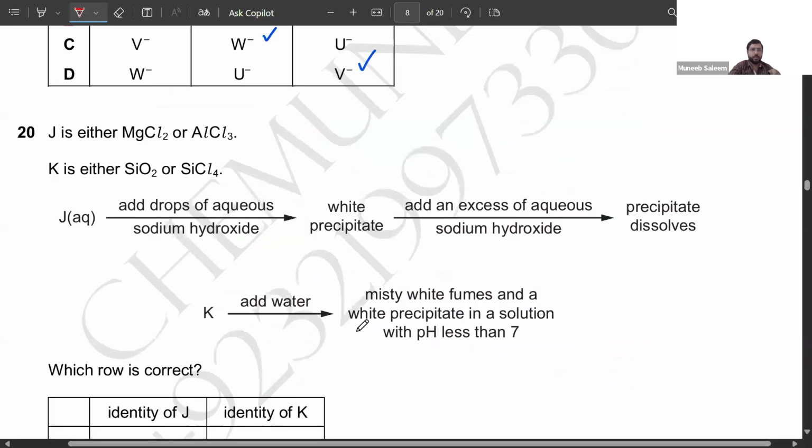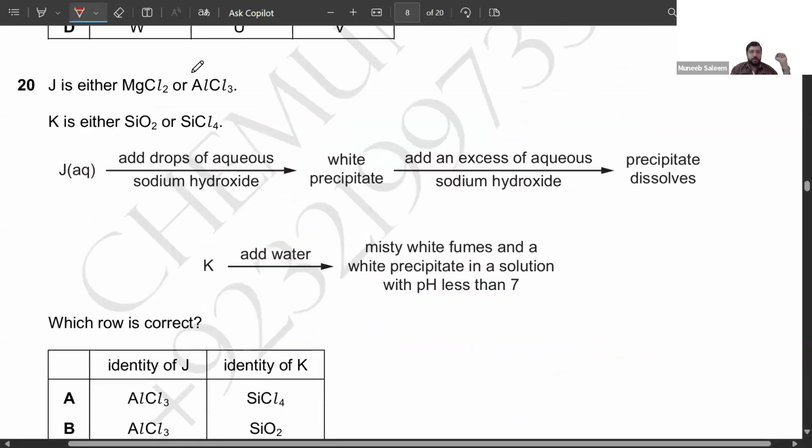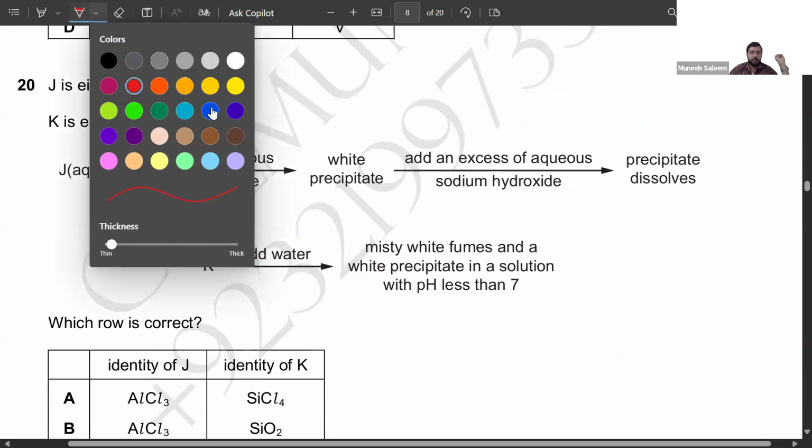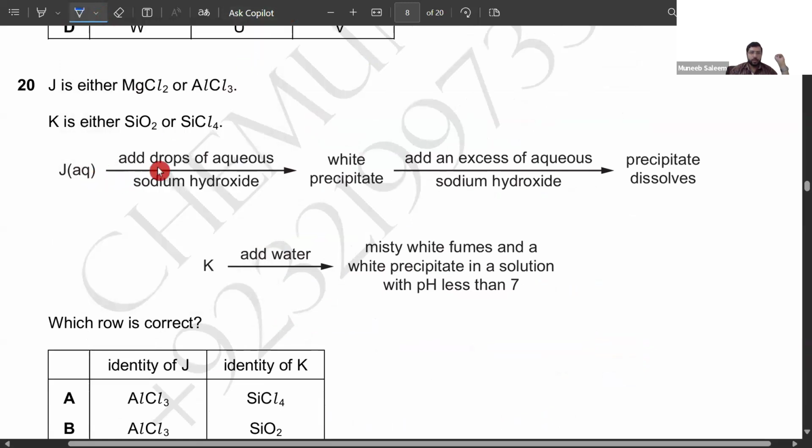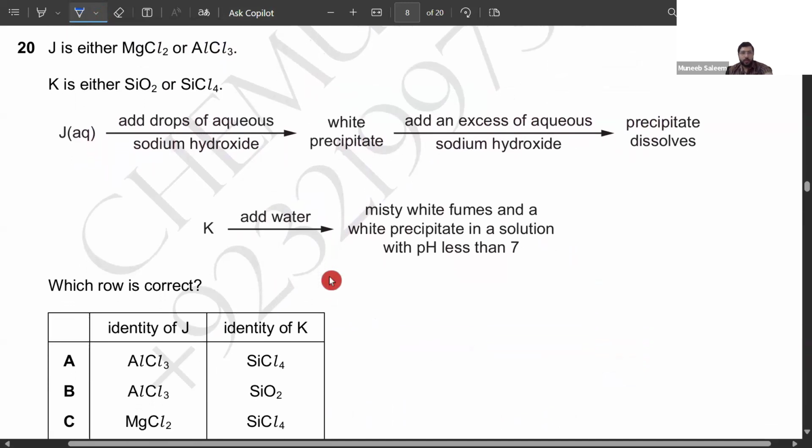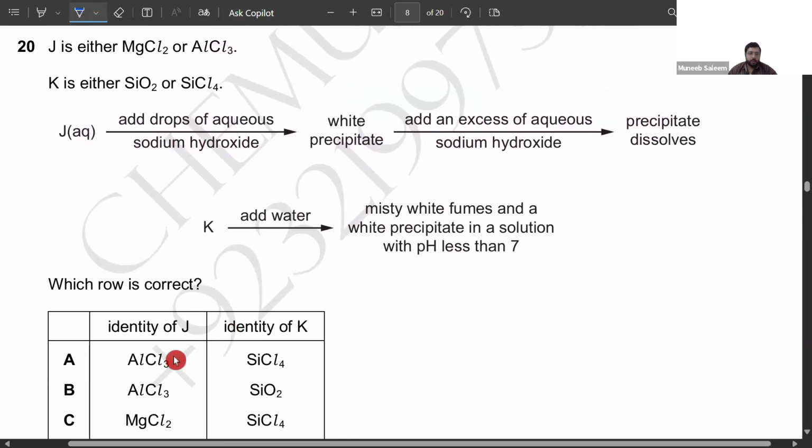Question number 20. J is either MgCl2 or AlCl3. K is either SiO2 or SiCl4. Now we have this pathway diagram in which we can see that J is being reacted with aqueous sodium hydroxide, converted into a white precipitate, and further reacted with excess to give a white precipitate that dissolves. We have to identify which of these J and K are the given options in the table.